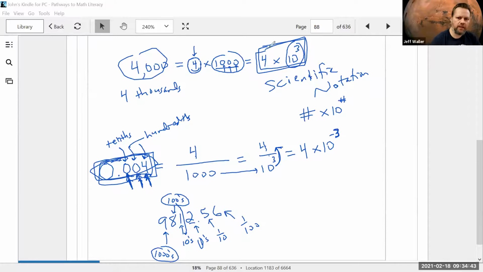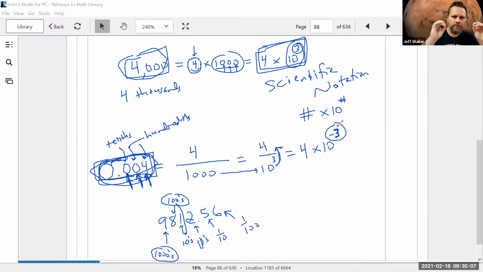Isn't that cool? So if the number starts off big, the power will be positive. If the number starts off small, the power will be negative. Isn't that nice? Now, I know some of you guys know scientific notation. I am getting to the direct part now. We're done with the concept.